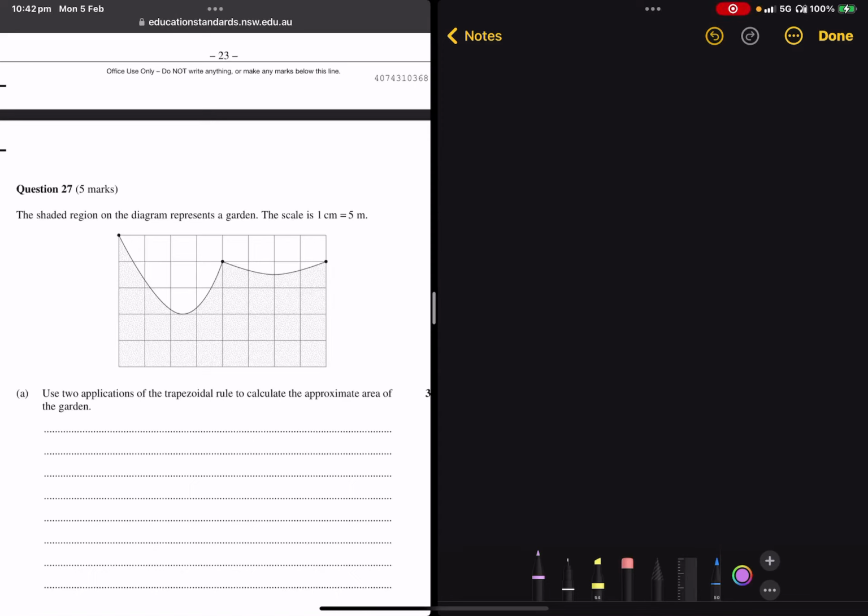Okay, so we're going to have a look at another question from the 2020 HSC Standard 2 Maths paper. So this is question 27. So we're going to have a look at question 27a.